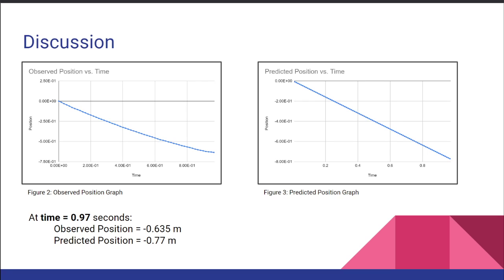The models, as mentioned before, are extremely similar to one another. The predicted model, however, is perfectly constant. Both models provide data until a time of 0.97 seconds. By the end of the observed model, we can see the observed model reached a position of negative 0.635 meters. Conversely, the predicted model reached a position of negative 0.77 meters. The reason for the difference in the models is because the observed model cannot perfectly replicate a system with zero net force because of the surroundings we previously talked about.